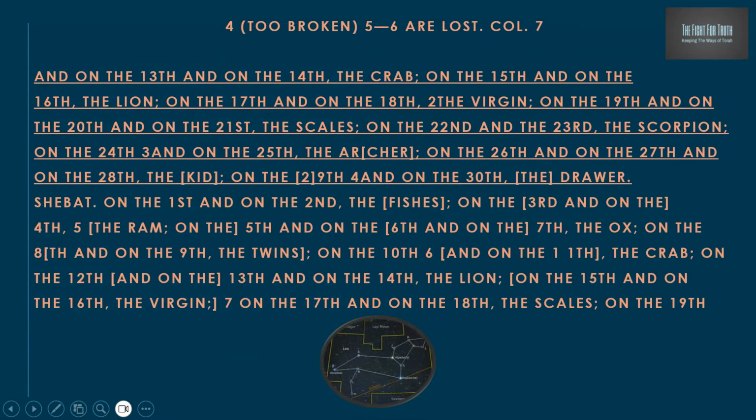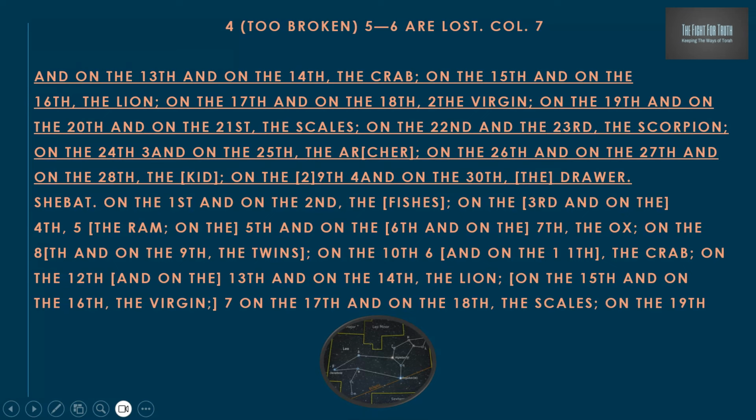And on the 13th and on the 14th, the crab. On the 15th and the 16th, the lion. On the 17th and 18th, the virgin. On the 19th and 20th, and on the 21st, the scales. On the 22nd and 23rd, the scorpion. On the 24th and 25th, the archer. On the 26th, on the 27th, and on the 28th, the kid. On the 29th and on the 30th, the drawer. All right, so this is actually the location of the moon in the 11th month.